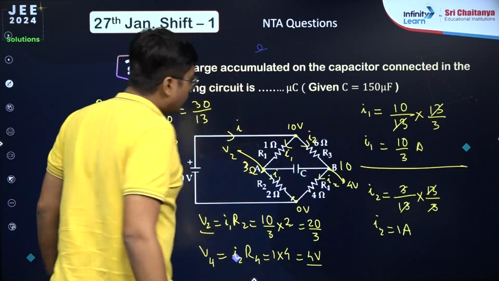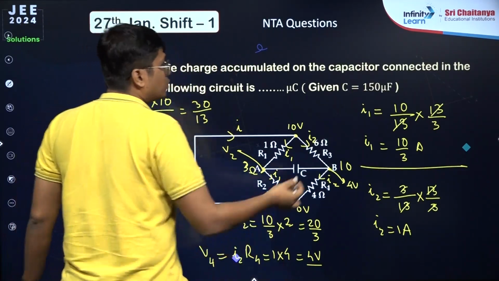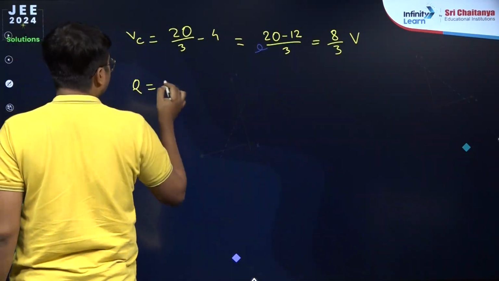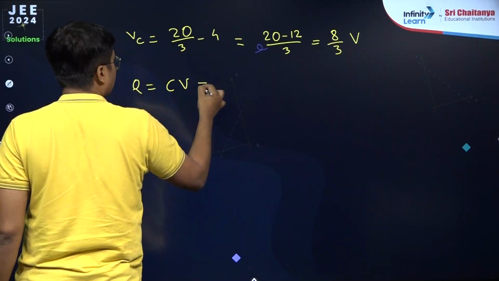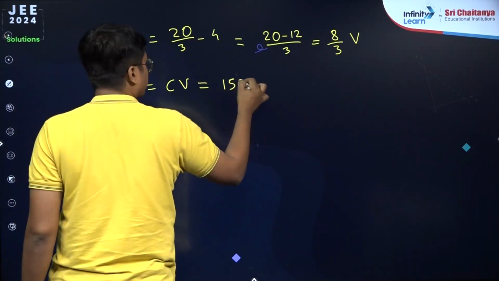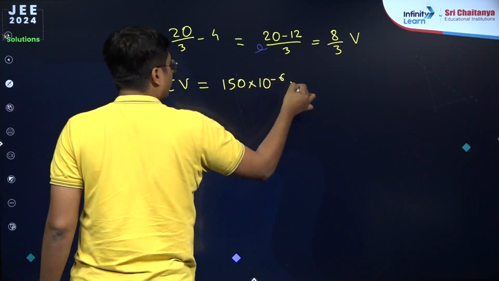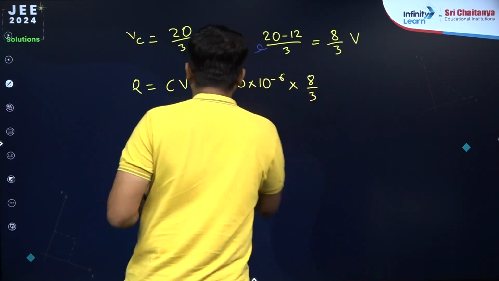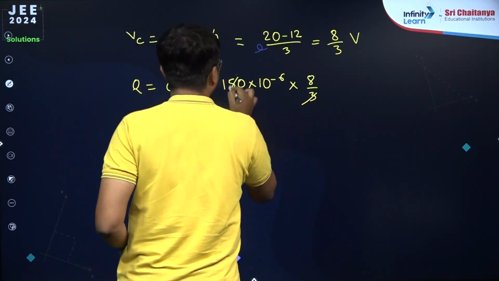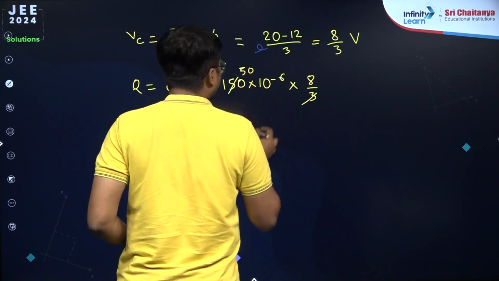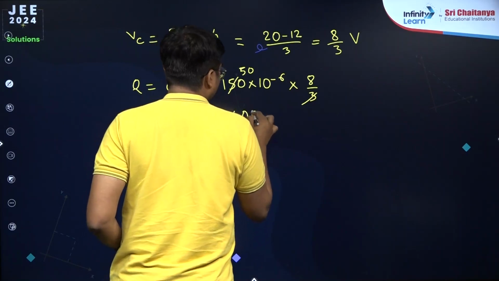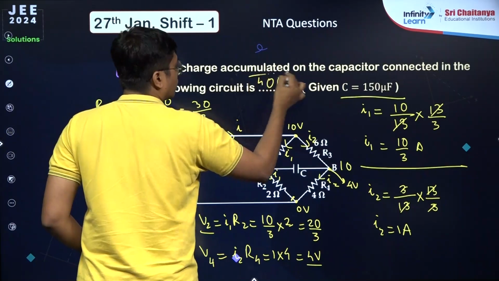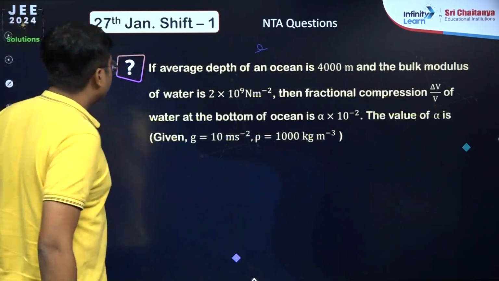8 by 3 volts. The capacitor itself has a capacitance of 150 microfarad. So we want the charge. Q is equal to CV. C is 150 into 10 to the power minus 6 farad, into the voltage VC, which was 8 by 3. The 3 cancels, leaving behind a 50. 50 into 8 is 400. So 400 microcoulomb. So the answer is 400 over here.